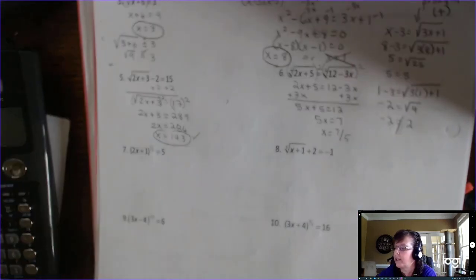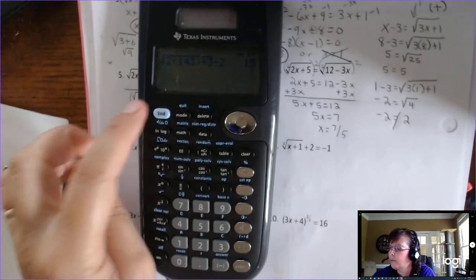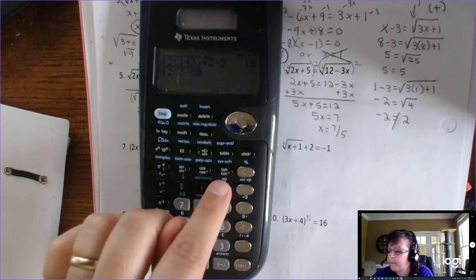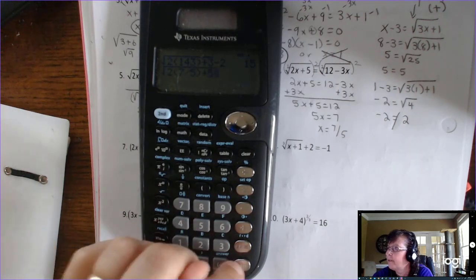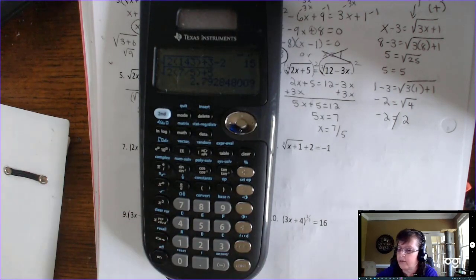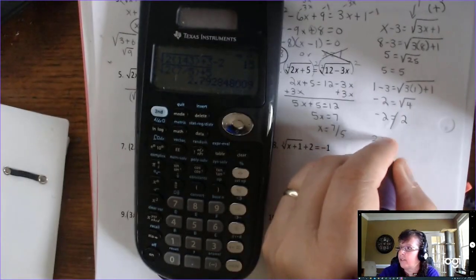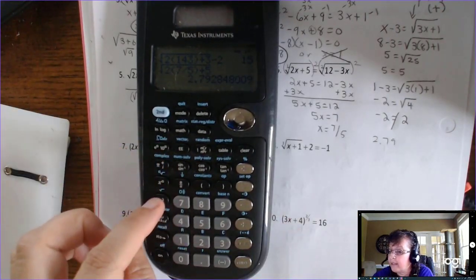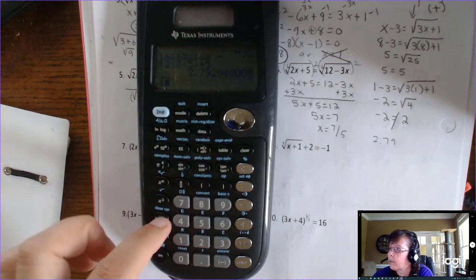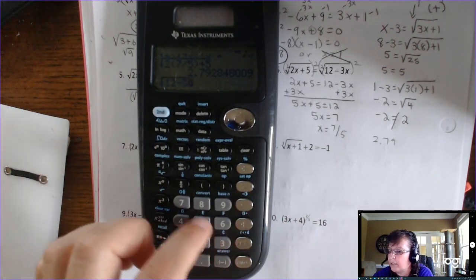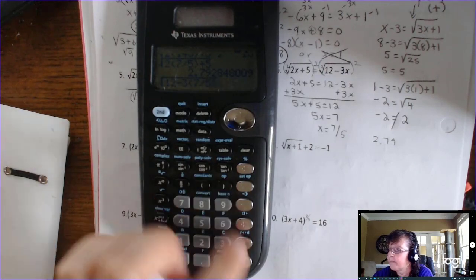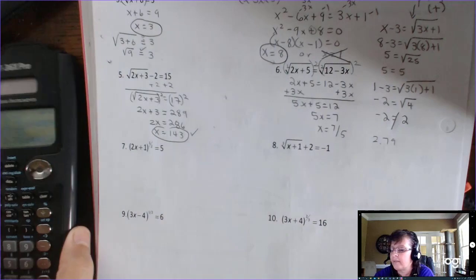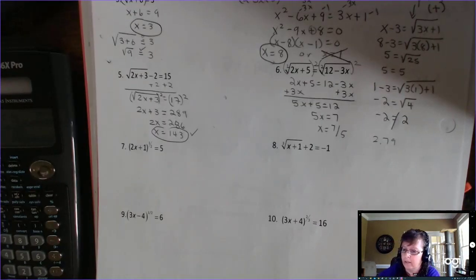Okay, so to check this out, we will put in the square root of 2 times 7/5 plus 5. And you have to kind of jot that down. The left side you get 2.79. Now we'll try the right side. Square root 12 minus 3 times 7/5. And you don't have to write it down. You can see on the calculator you get the same thing. So that is a solution.